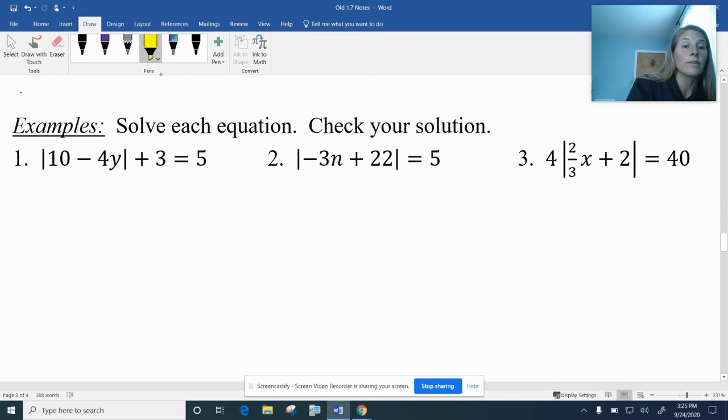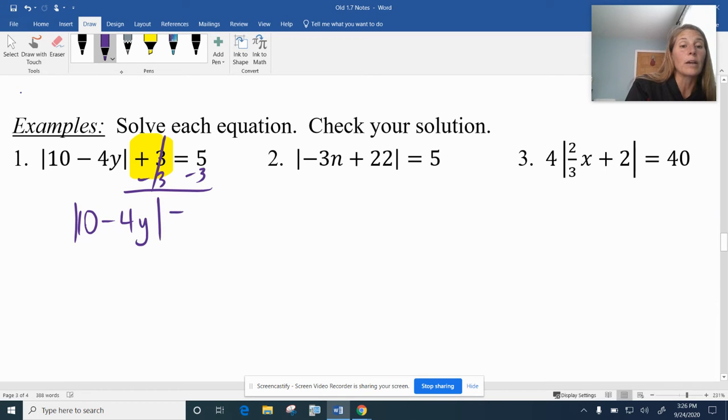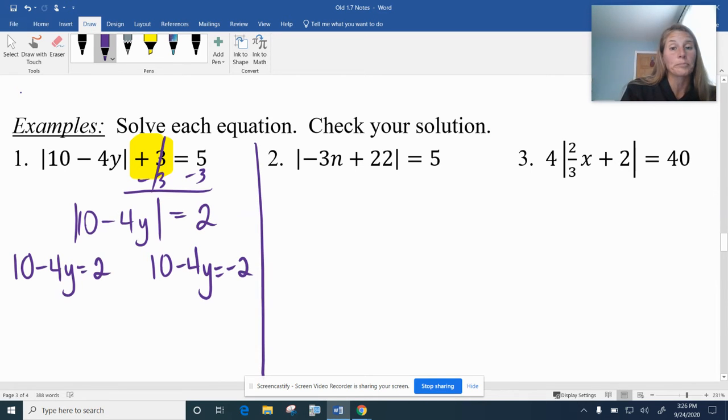Okay, so first things first, we want to make sure we isolate this absolute value. So we want to get the 3 onto the other side. So we have the absolute value of 10 minus 4y, and that just equals 2. Since this is an equal sign, I'm just going to write it the two ways with the positive 2, and then I have to solve it again for the possibility that it could be a negative 2 inside there.